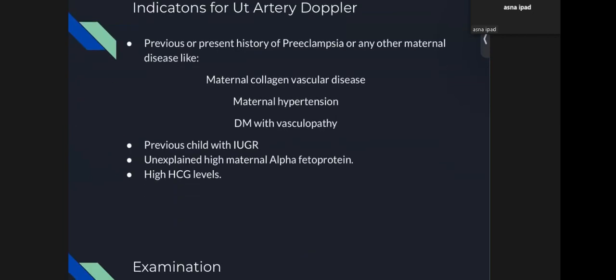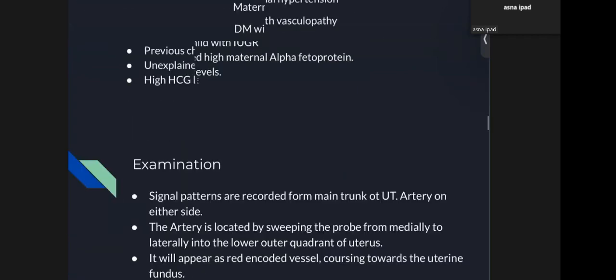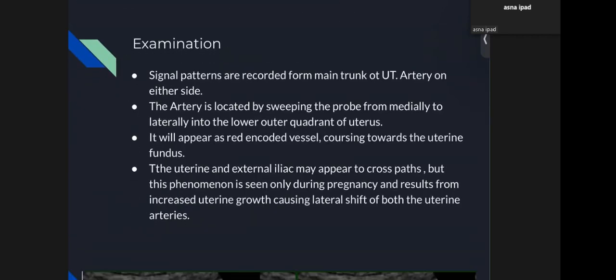Indication of uterine artery Doppler: a patient has a previous or present history of preeclampsia or maternal hypertension, diabetes mellitus, vasculopathy, collagen vascular diseases, a previous child with IUGR, unexplained high alpha fetoprotein, or high HCG levels. So, the examination technique.